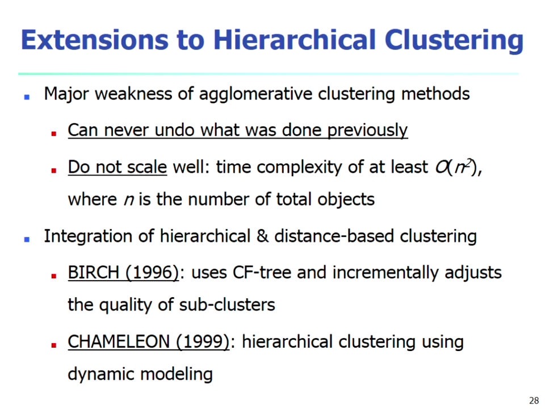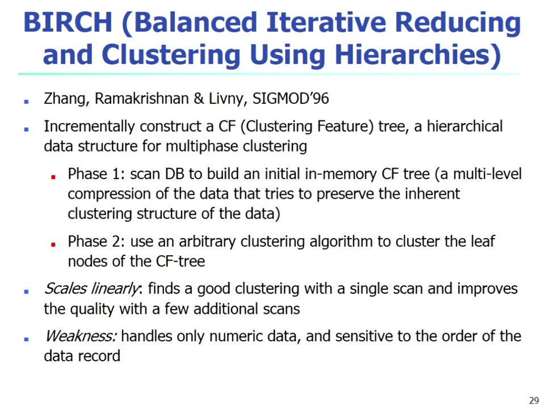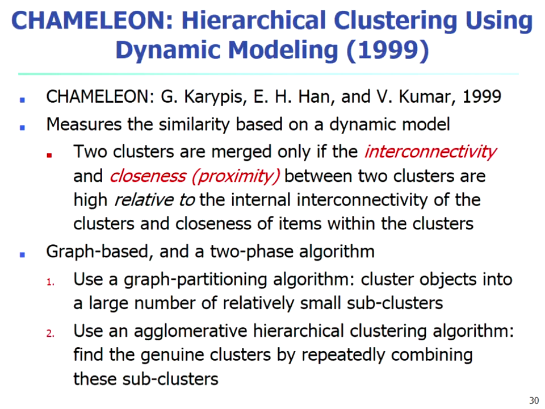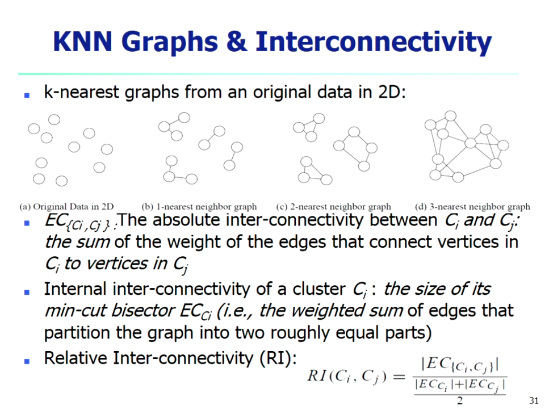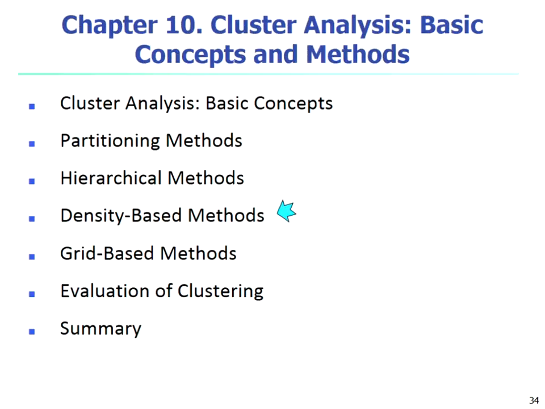Integration of hierarchical and distance-based clustering, we can find BIRCH. This is the first technique. This technique uses a CF tree and incrementally adjusts the quality of subclusters. The second technique is Chameleon, a hierarchical clustering using dynamic modeling. So this is the description of the first method, and this is the description of the second method.